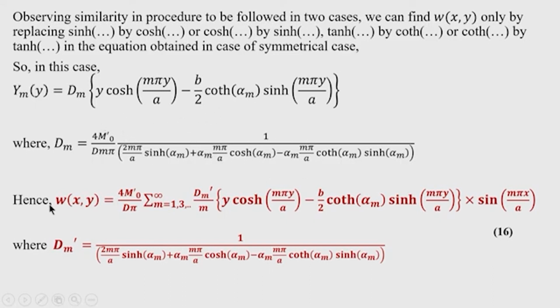So, we now write w x y, the deflection series, as this, where d dash m is found with this term that is found here. So, now two conditions are analyzed: first the symmetrical condition, and then the antisymmetrical condition. Okay. So, you have understood the procedure.